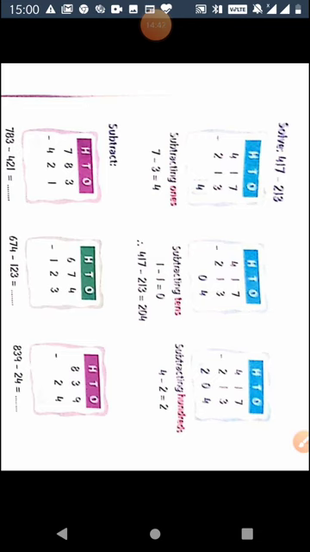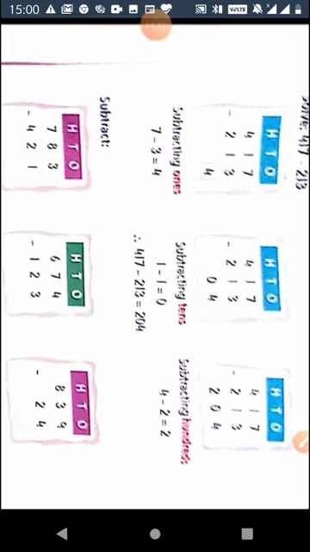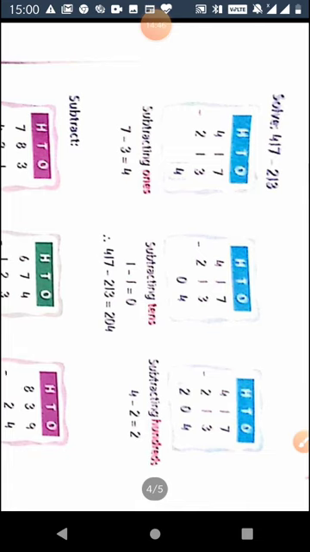Suppose, given an example, solve 417 minus 213. First we write the subtraction in vertical form. That means we write the ones digit below the ones place, the digit at tens place below the tens place, and the digit at hundreds place below the hundreds place. Okay, so 417 minus 213.